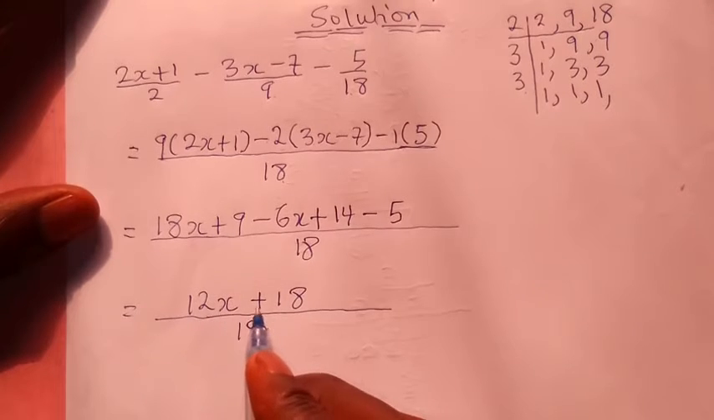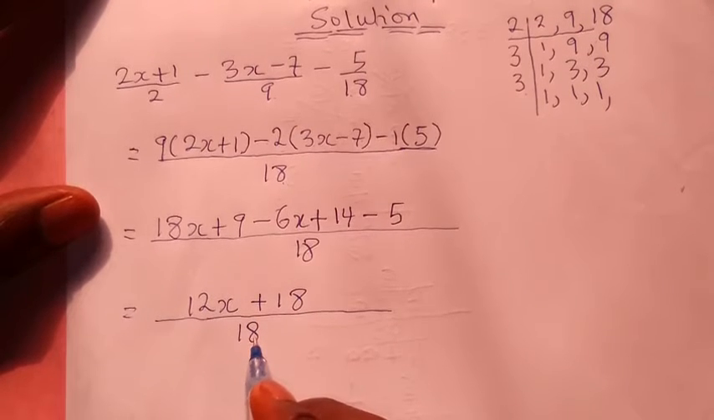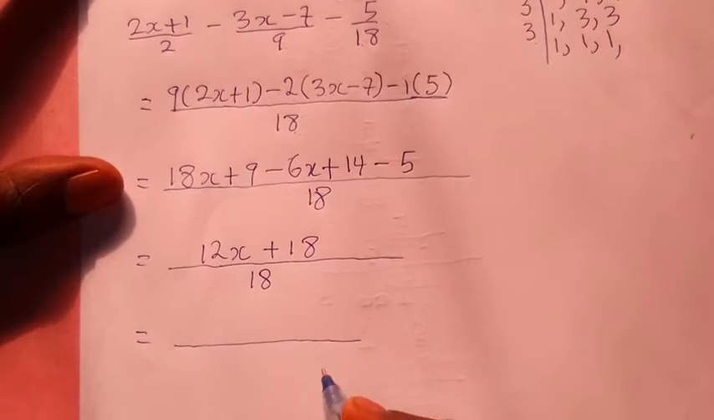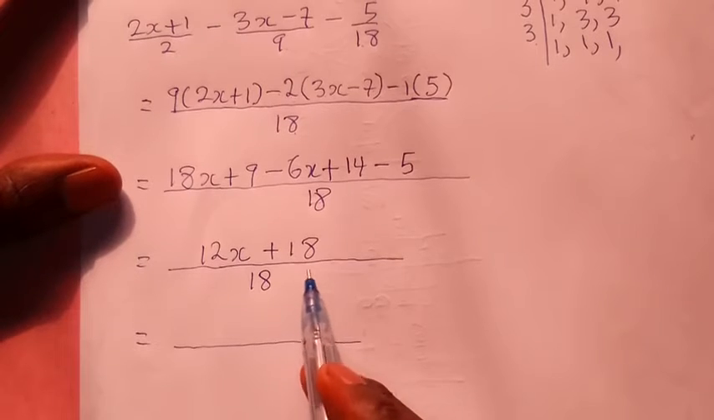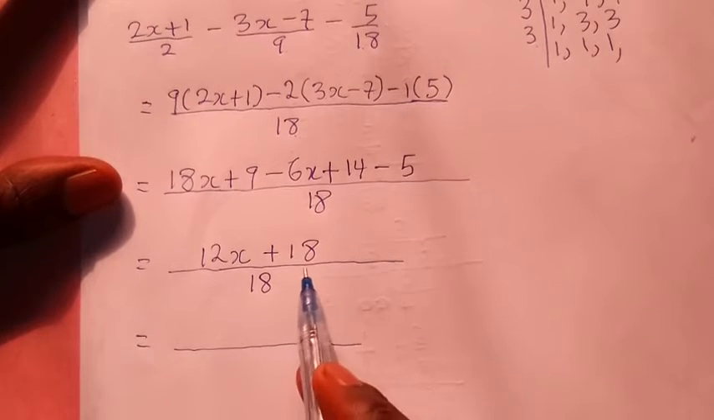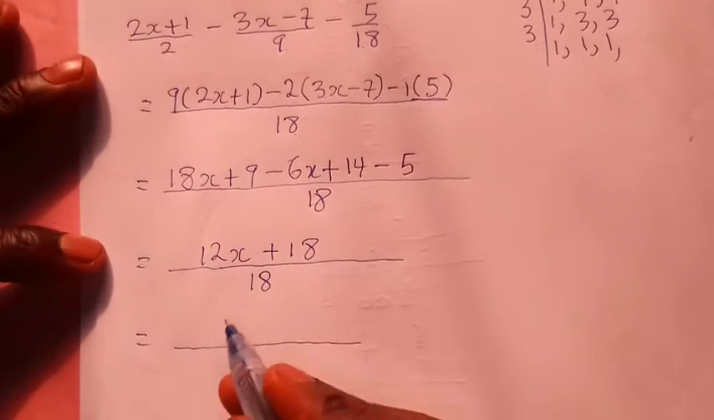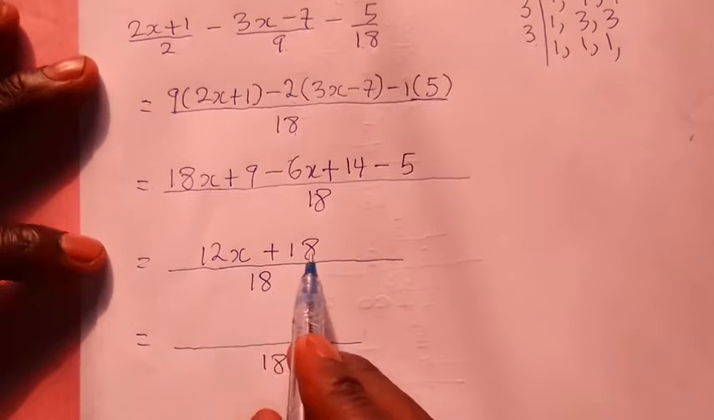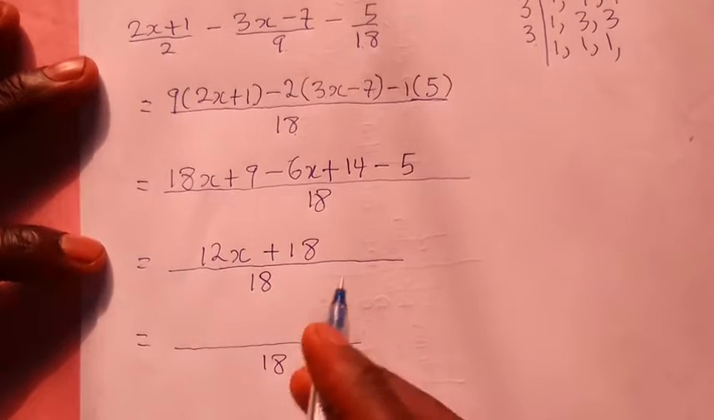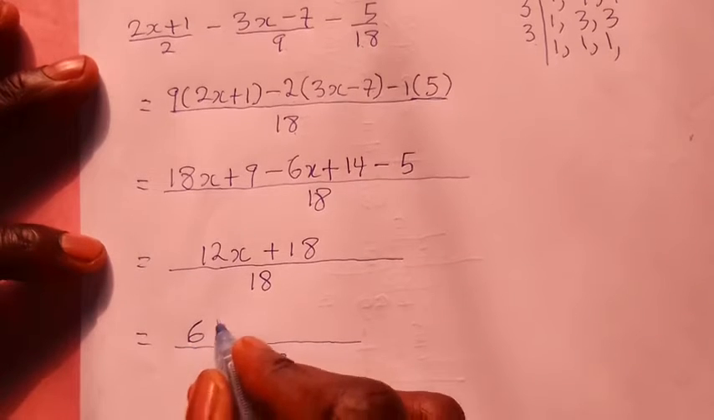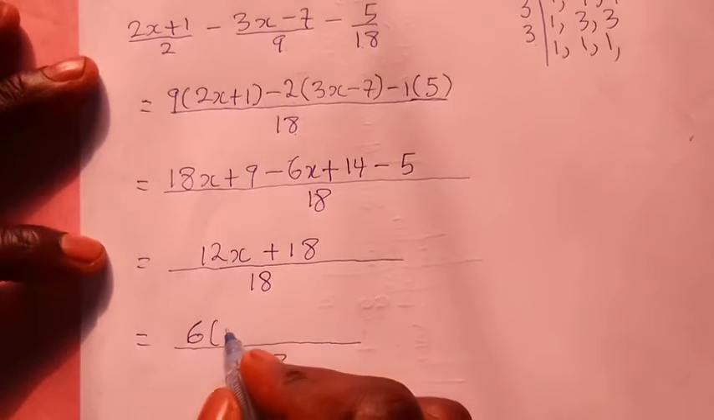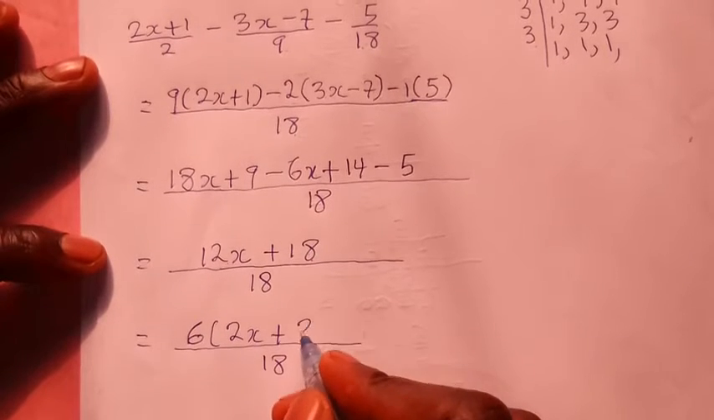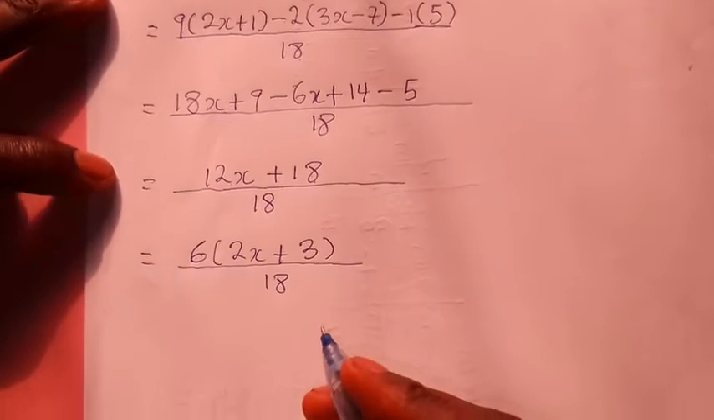We have 12x plus 18 upon 18. Now we are going to factorize. You can also check out our playlist on factorization. You will see how what I'm doing here is explained in detail as well. So now the 18 at the denominator still remains there. Then we are going to pull out the common factor between 12 and 18, which in this case is 6. Then 12x divided by 6 will give us 2x, then plus, when you divide 18 by 6, that will give us 3. Now, this is what we are going to have.